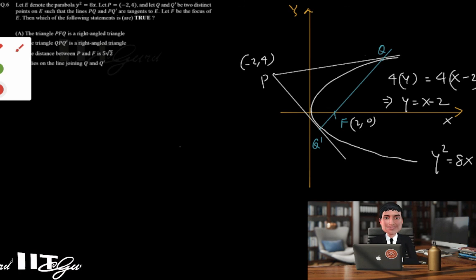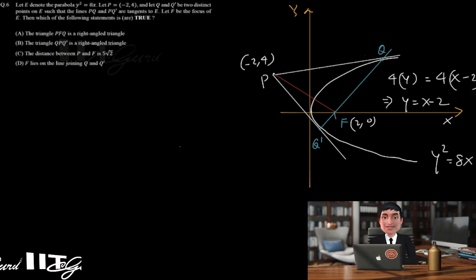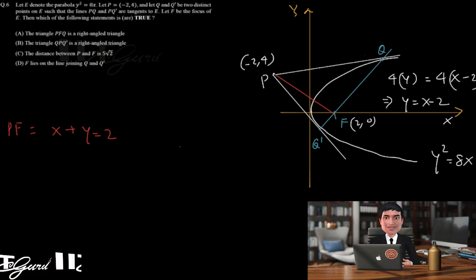If we join P and F like this, then we can find the slope. The slope of this line is 1, and we check the slope of PF, or we can evaluate the equation of PF also. The equation of PF is simply x plus y equal to 2, and from here it is very obvious that the slope is minus 1 and the other slope is plus 1. So we can say this is a right angle. So PF and QQ dash are at a right angle.